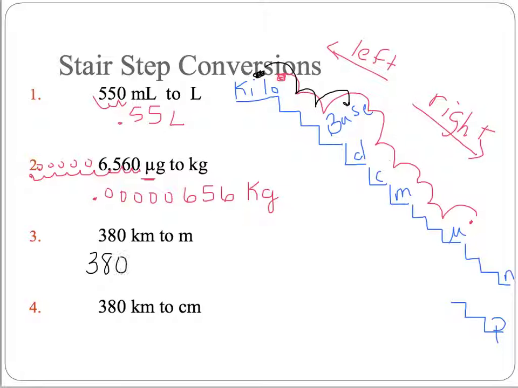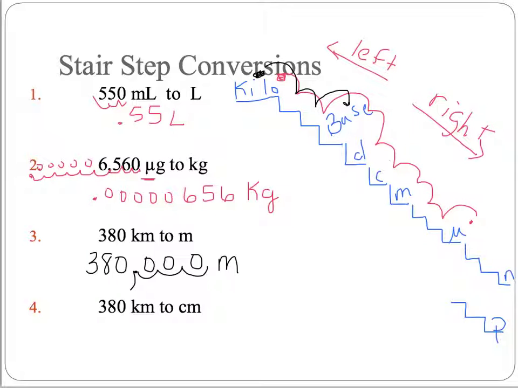So I'm starting with 380. My decimal, again, if you don't see it, is at the end. So I'm moving 1, 2, 3, and I add my zeros. So it's 380,000 meters. The next one, I'm going to do in blue.